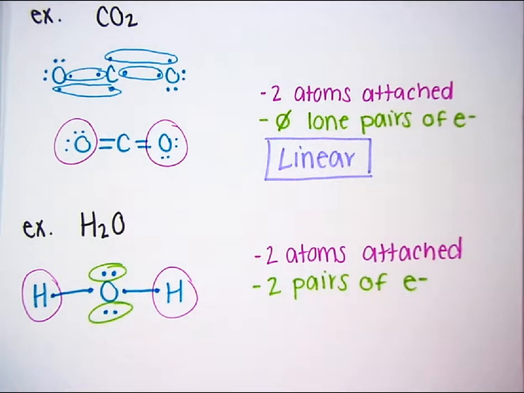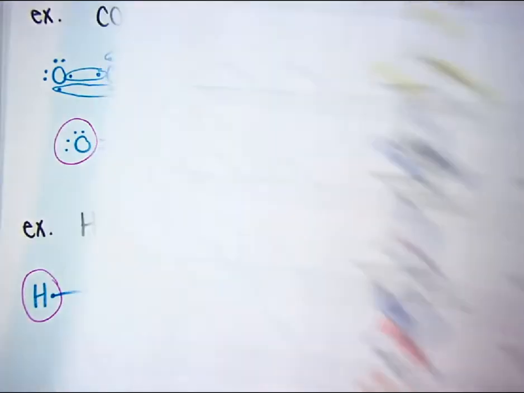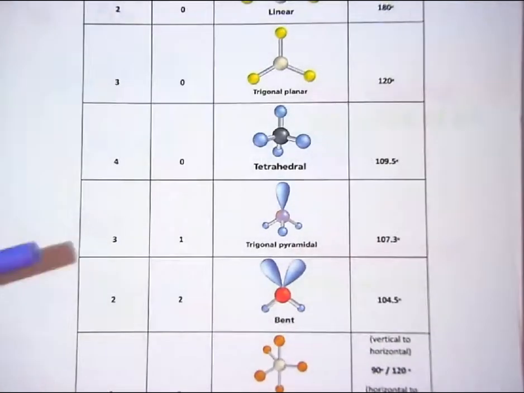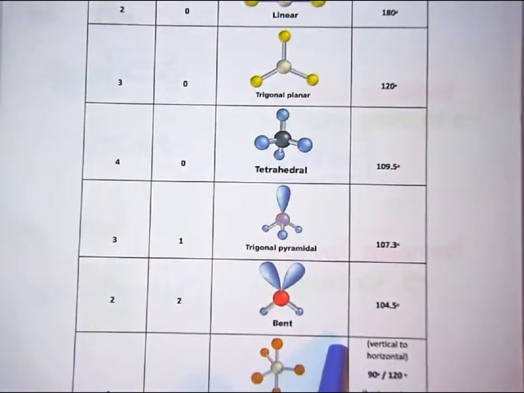Step 4, use your reference sheet and figure out our molecular geometry. I'm looking for 2 atoms attached with 2 pairs of electrons. 2 atoms attached, 2 pairs of electrons. The shape would be bent.